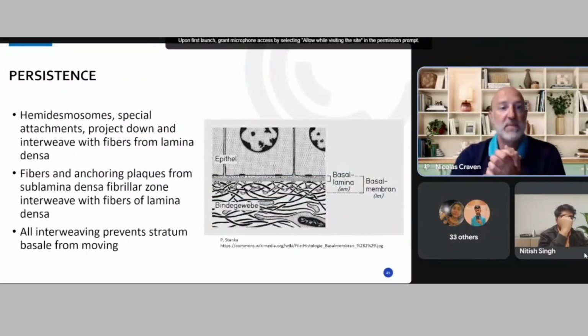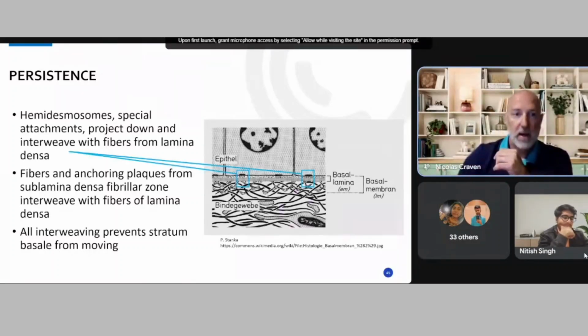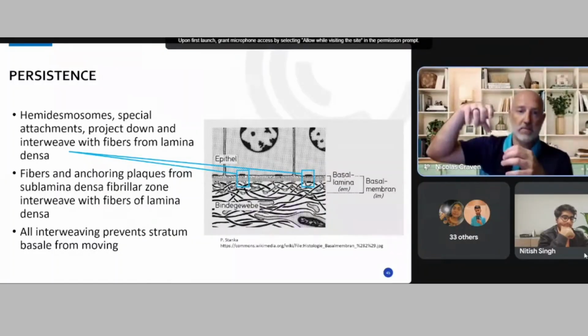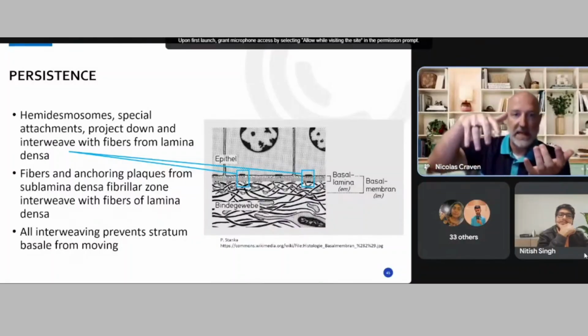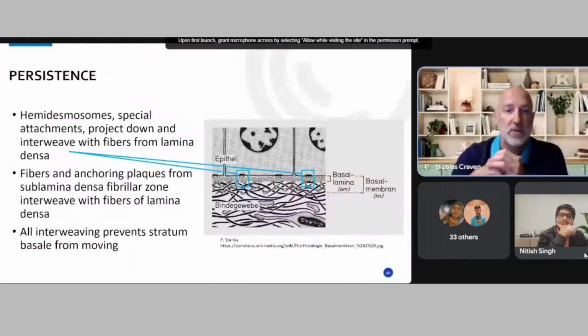There's also hemidesmosomes. These are special attachments that project downward into the lamina densa. I have a couple more images of those in a minute, but they're structures that attach to the cells of the basal layer and then have tentacle-like things that reach down into the lamina densa that interweave or connect with each other to then create a strong anchoring piece.